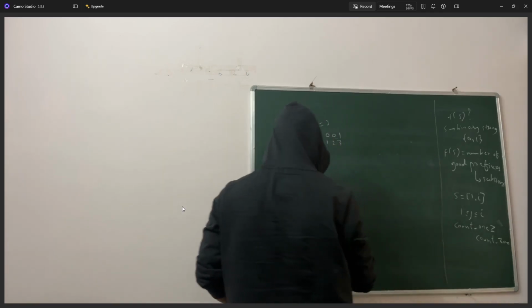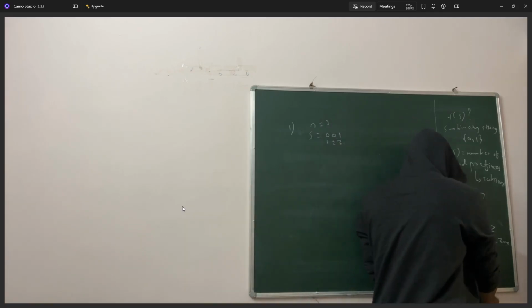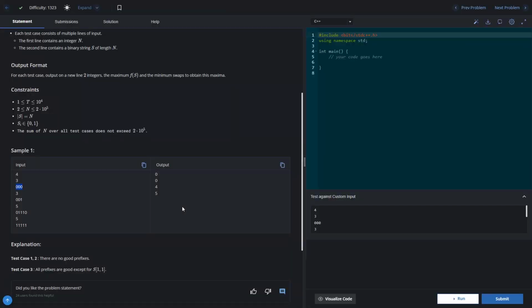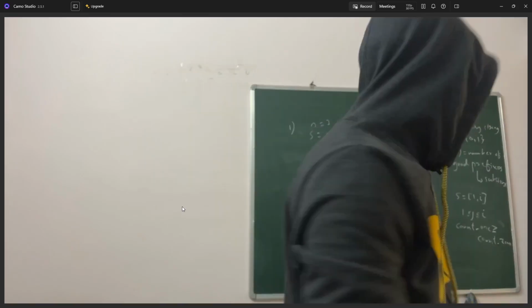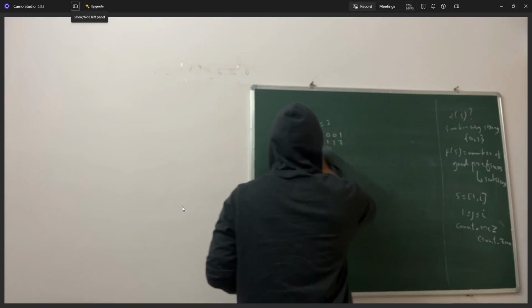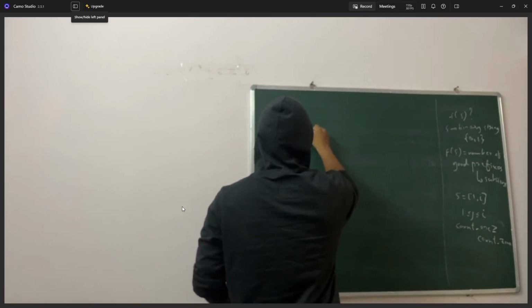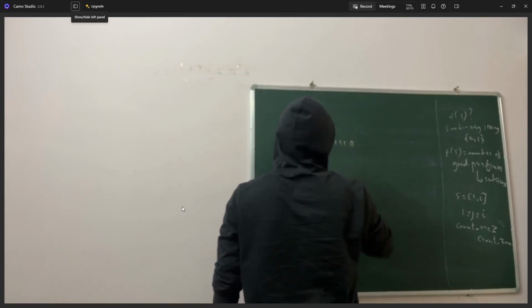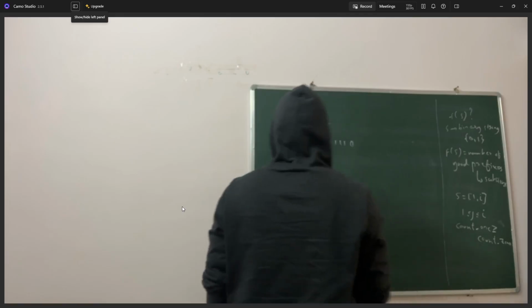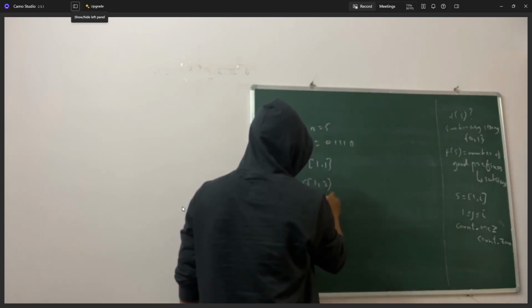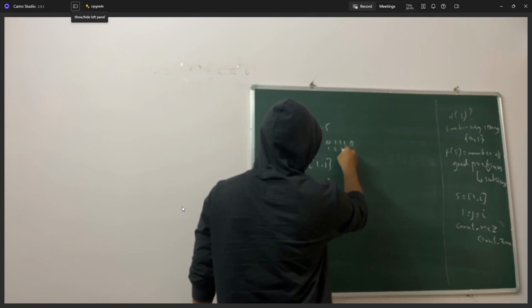Now let's take the third one wherein we have n is 5, and the string is 0 1 1 1 0. Now let's take the prefix from 1 to 1, prefix from 1 to 2, prefix from 1 to 3. It's 5 indices, 1 2 3 4 5.